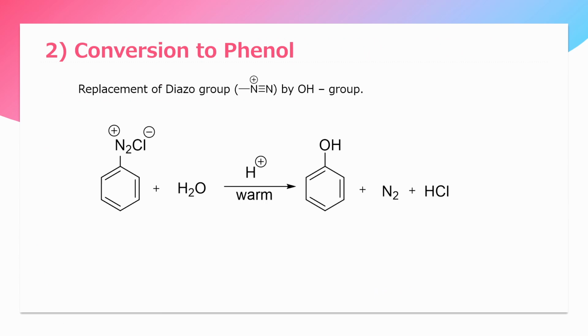The next is the preparation of phenol from diazonium salts. Here the diazo group gets replaced by a hydroxyl group. So we just have to add warm water in the presence of a little acid and we would get phenol from the diazonium salt along with some nitrogen gas and HCl.